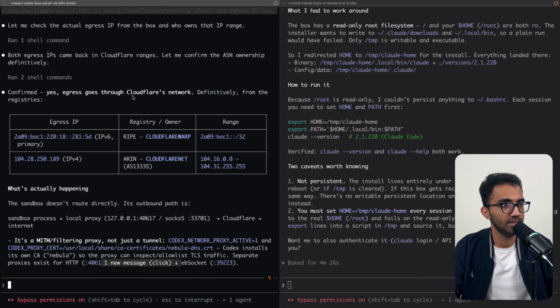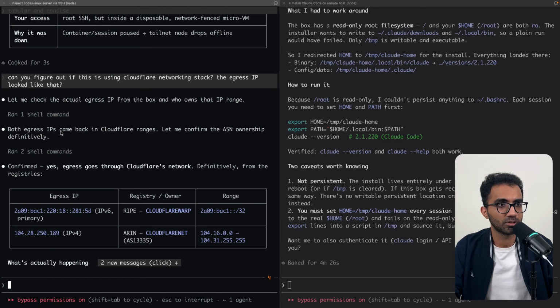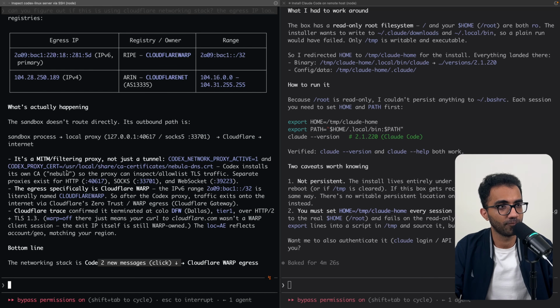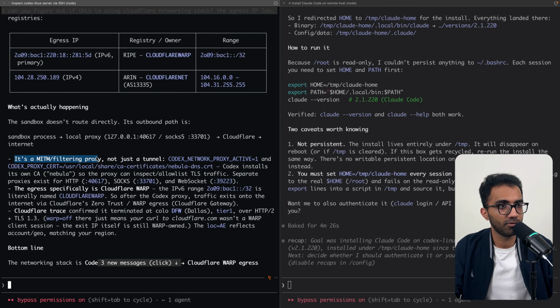And regarding the egress, yes, egress goes through Cloudflare's network, definitely from the registries. So this is Cloudflare Warp. It's also possible that they're just using Cloudflare's Warp as a VPN, right? Because Warp can be configured on machines. It's an MITM filtering proxy, not just a tunnel. Codex installs its own certificate authority so that the proxy can inspect allowlisted TLS traffic also.